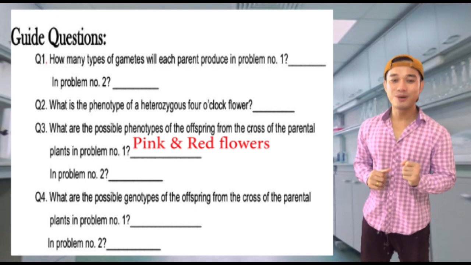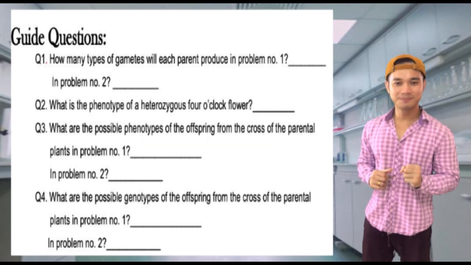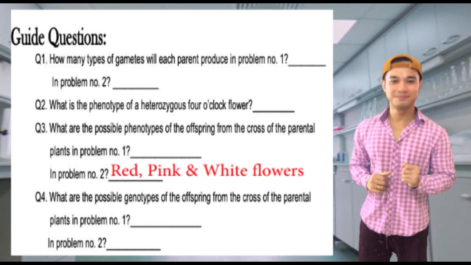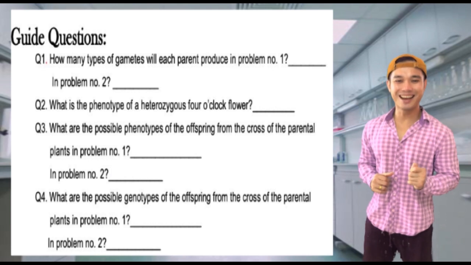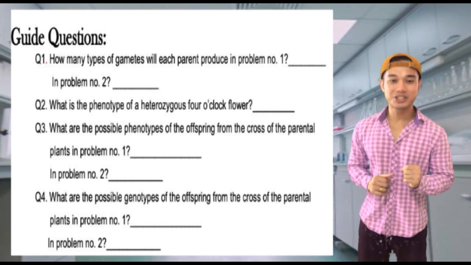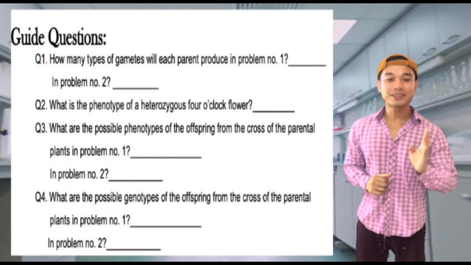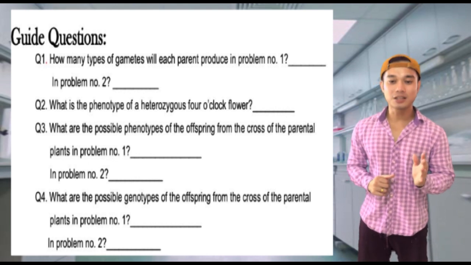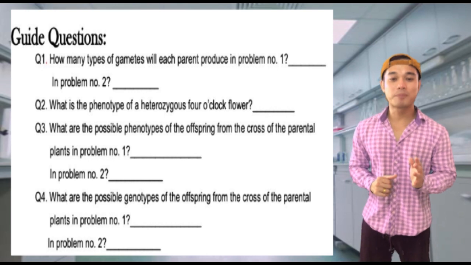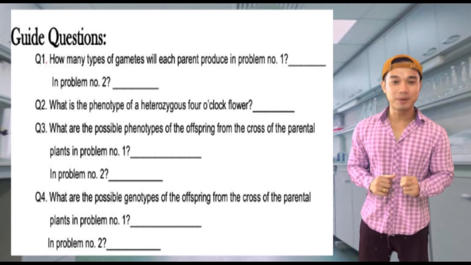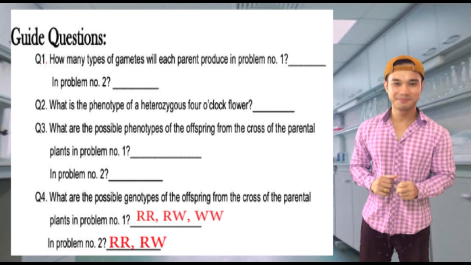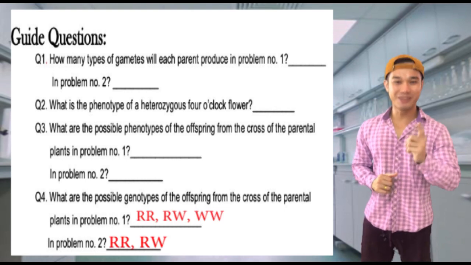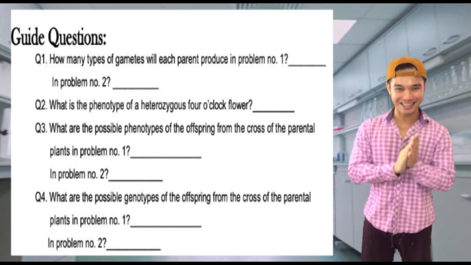Good. Now, in problem number 2, great! You did a great job. Last question, number 4. What are the possible genotypes of the offspring from the cross of the parental plants in problem number 1 and problem number 2? Are you sure? Very good. Congratulations!